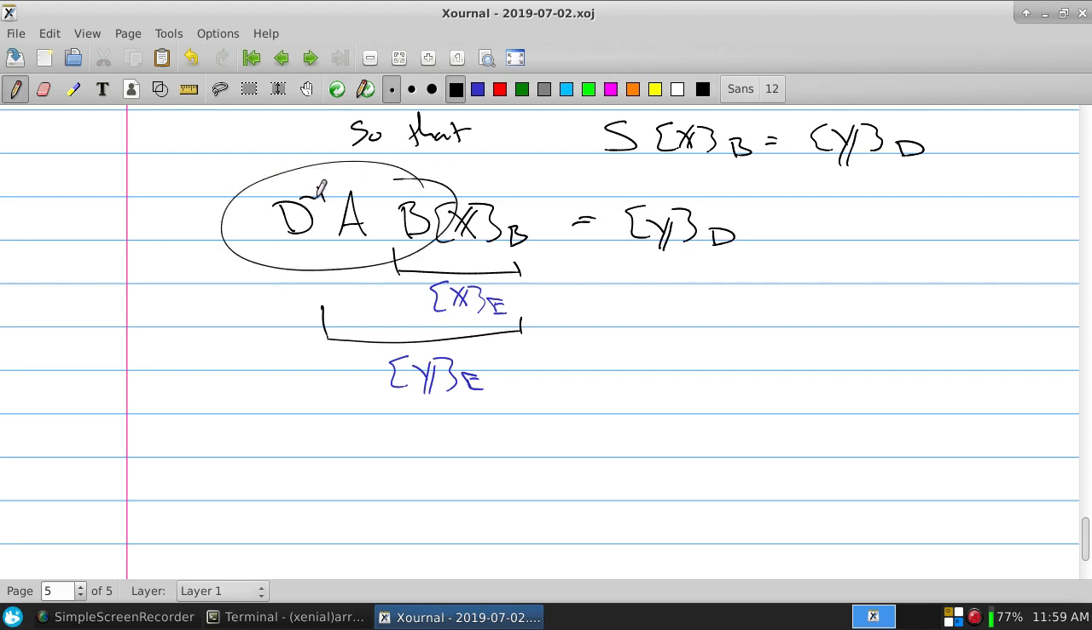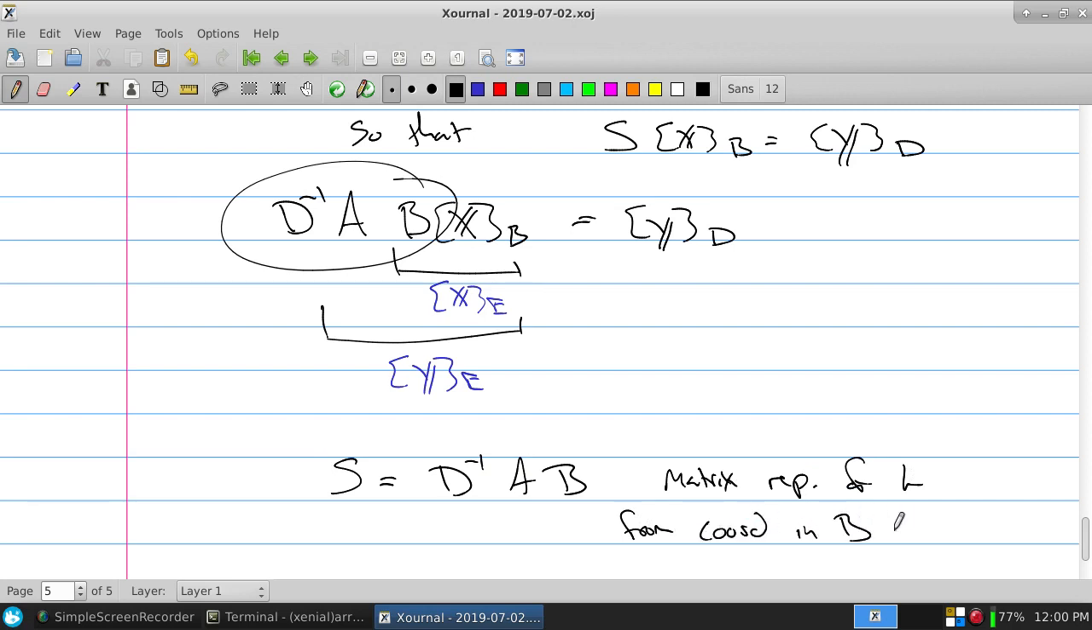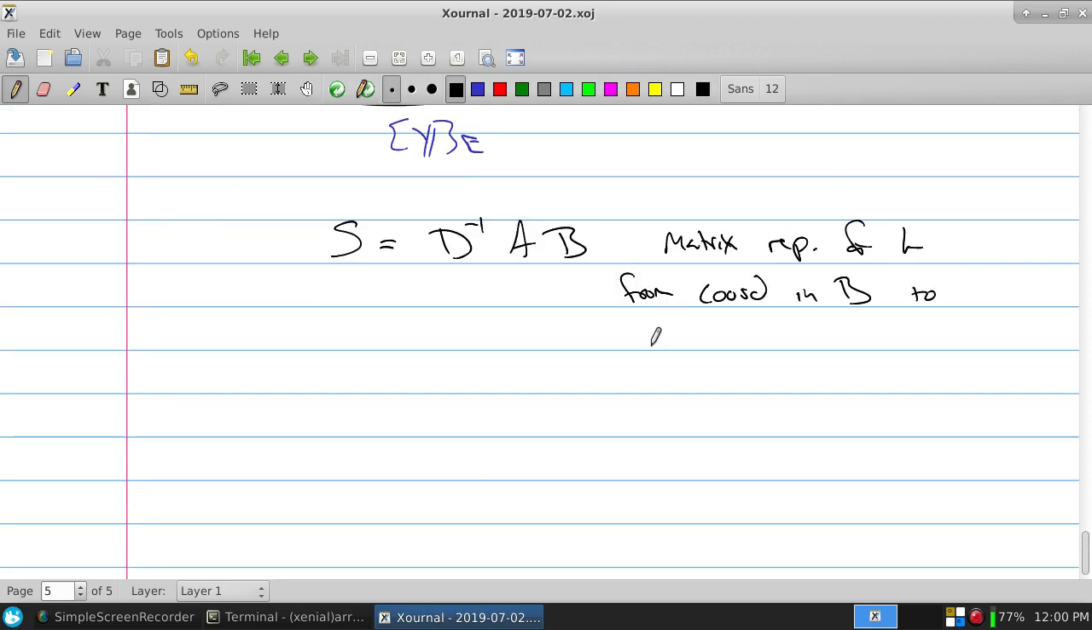And this entire thing would be the matrix representation of L from coordinates in B to coordinates in D. So if we understand how to transform coordinates, it's pretty straightforward on how to write that thing as a single object.